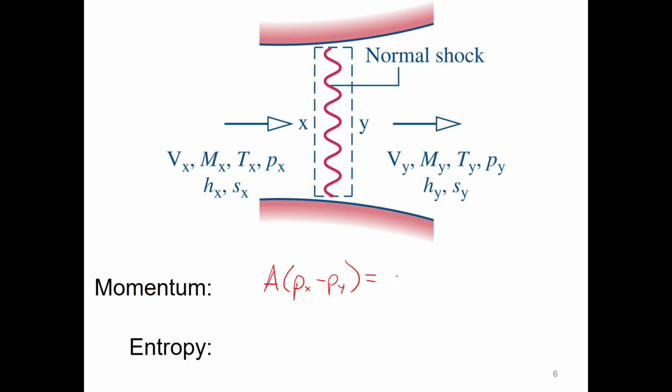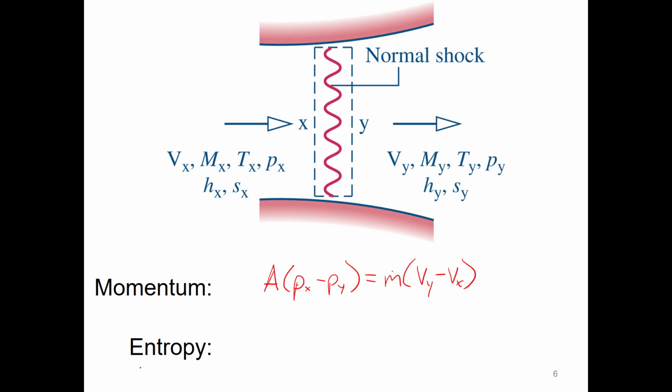It's going to be equal to the mass flow rate times the velocity on the downstream side minus the velocity on the upstream side as our momentum change. All right, so the net pressure force is equal to the net rate of momentum change. All right, so that's the momentum analysis.